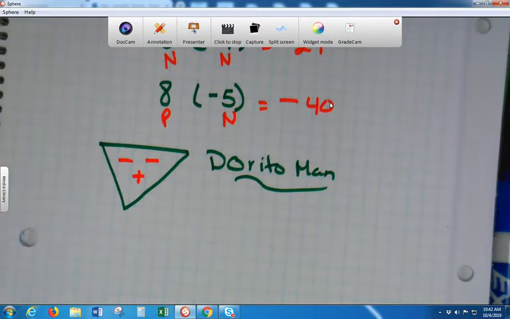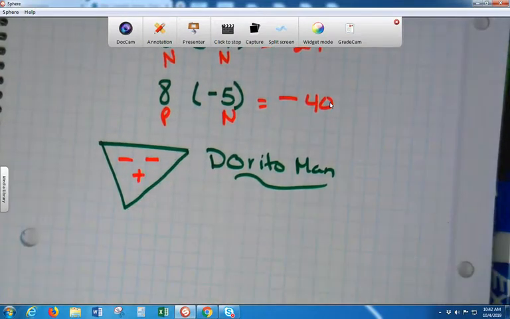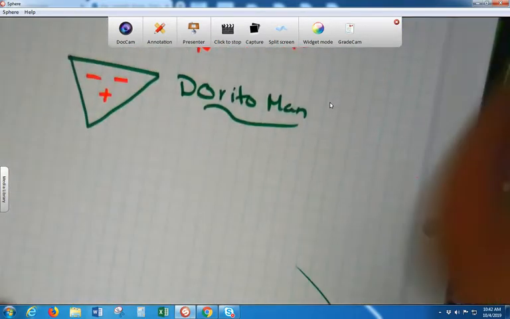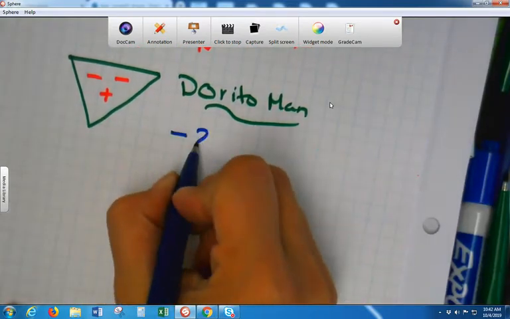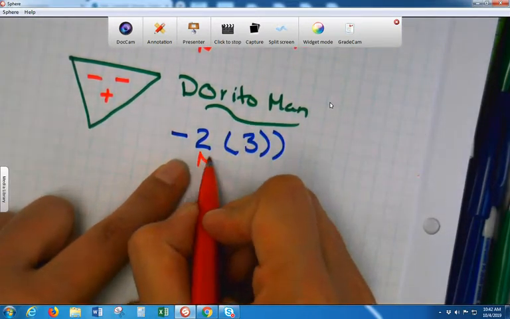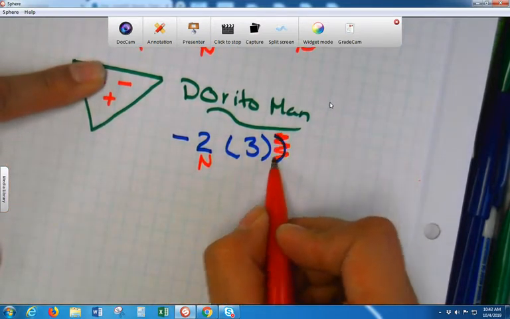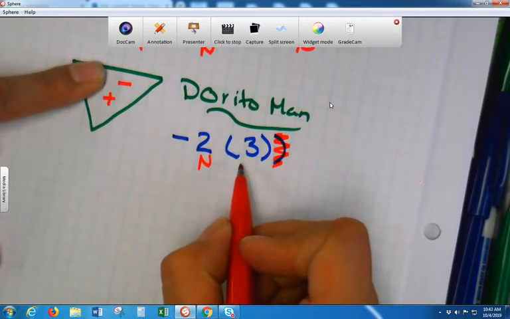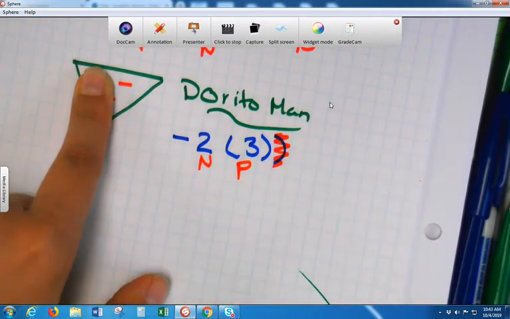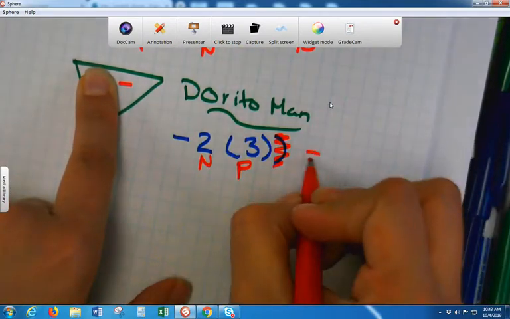Okay, so here's what we do. Some of you might find this useful, some of you might find just the definitions useful. If I have negative 2 times 3, my first number is a negative, so I cover up the negative. My second number is a positive, so I cover up the positive. What have I not covered up? Negative, so my answer is negative.